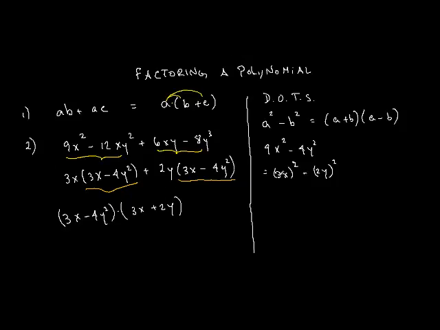So this is the difference of two squares, which means if I wanted to, I can write this as the first term, 3x, plus the second term, 2y, times the first term, 3x, minus the second term, 2y. And so I factored this over here, 9x squared minus 4y squared, as these two brackets down here.